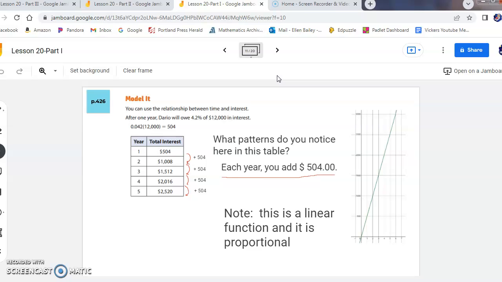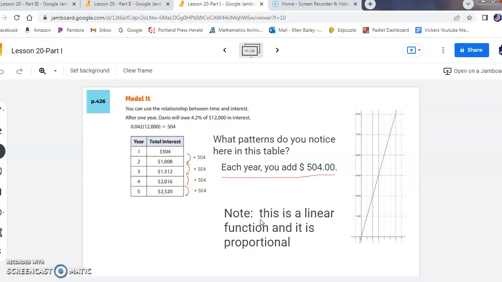If you look at the model, what they have here is a table, and they're figuring out the interest for each year. And what I'm asking is, what patterns do you notice in this table? So I'm already writing them here, so I hope you can see what happens is each year they add $504 to Dario's interest payments. All right, hopefully that makes sense if you think about it. So 504 for the first year, 504 for the second, so it gets added in.